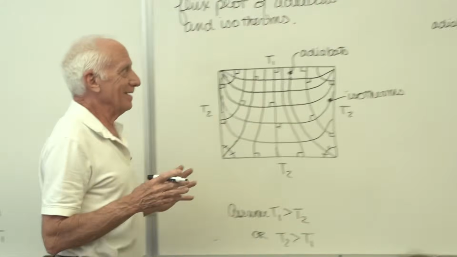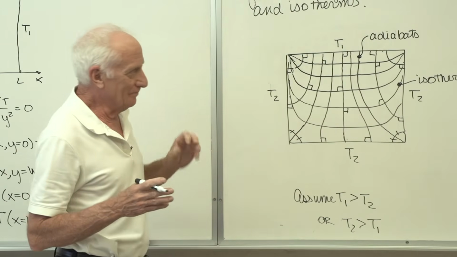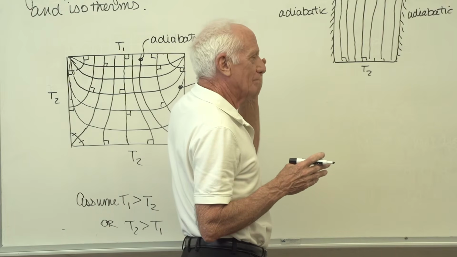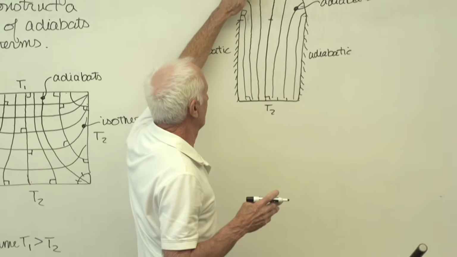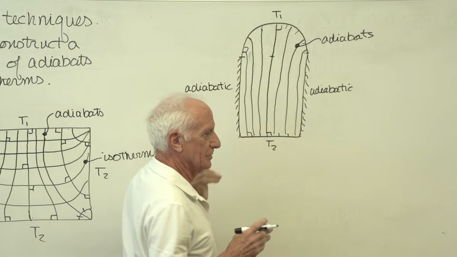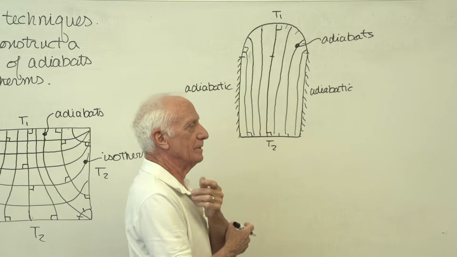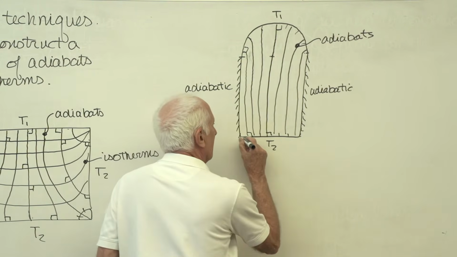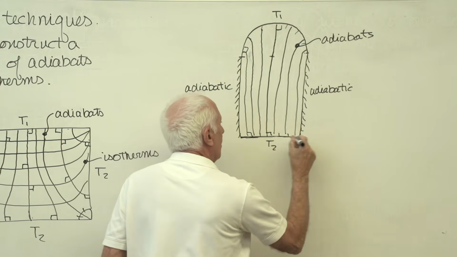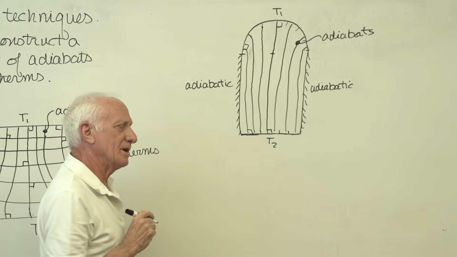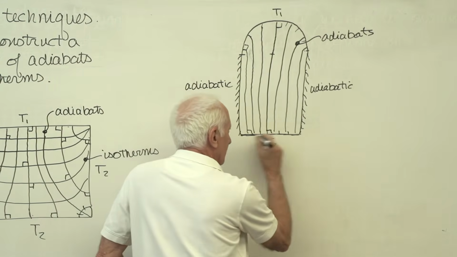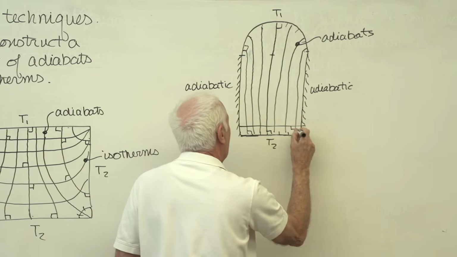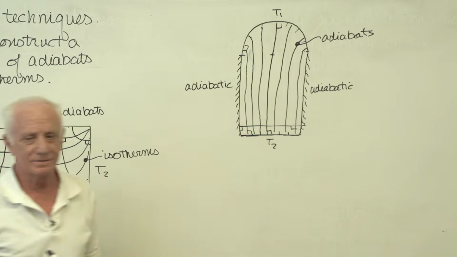Okay, once you've drawn that, now you can draw the isotherms. I'm going to pretend that T1 is 100 and T2 is 0. If this helps you, fine. Here's the temperature T2, 0 degrees there. Where do I think the 10 degree line is going to be? This is the line of 0, that's 100. Yeah, right there. Of course, that's the 10 degree line.